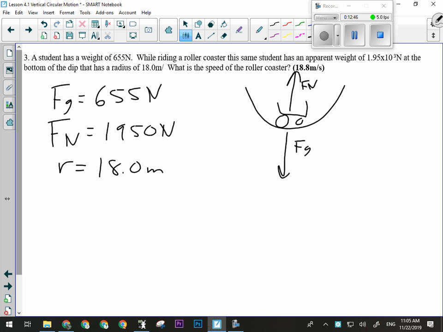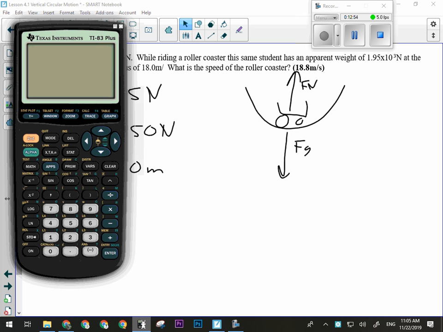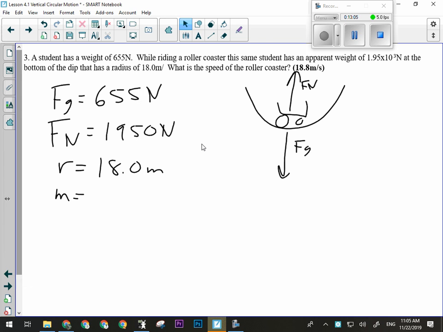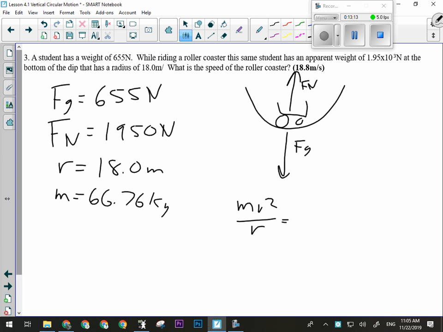Mass. They gave me the weight. Can I get the mass from the weight? Yeah, I have to divide 655 by 9.81, but I can do that. So we get 66.76 kilograms. Now I can put in my Fc equals forces in: 1,950 minus 655. Fn minus Fg, forces in minus forces out.